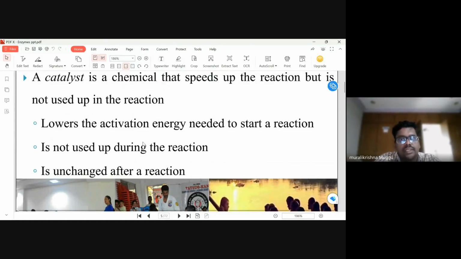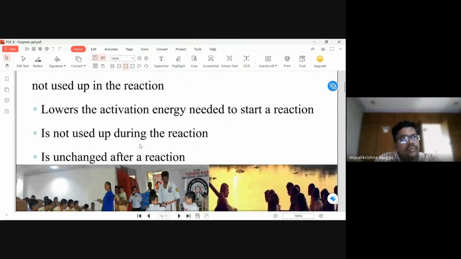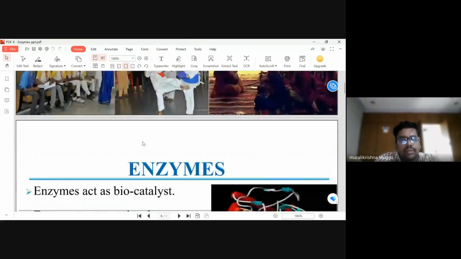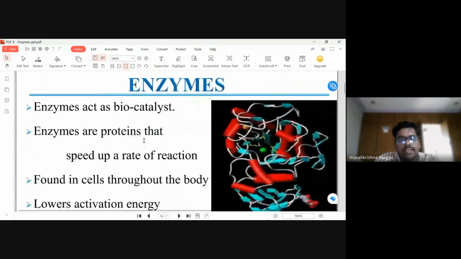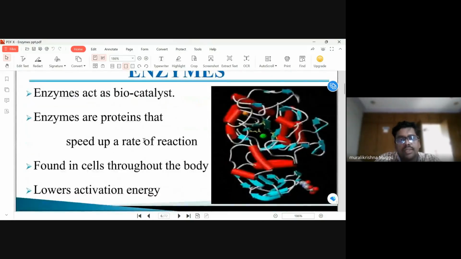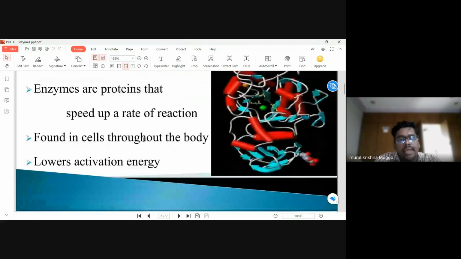A catalyst is a chemical which speeds up the reaction but is not used up in the reaction, lowers the activation energy needed to start a reaction, is not used up during the reaction and is unchanged after a reaction. Enzymes also act as biocatalysts. Enzymes are proteins which speed up the rate of the reaction. They are found in the cells throughout the body and lower the activation energy. So the concept is that an enzyme is a biocatalyst, protein in nature, which speeds up the reaction, is found in cells throughout the body and lowers the activation energy.